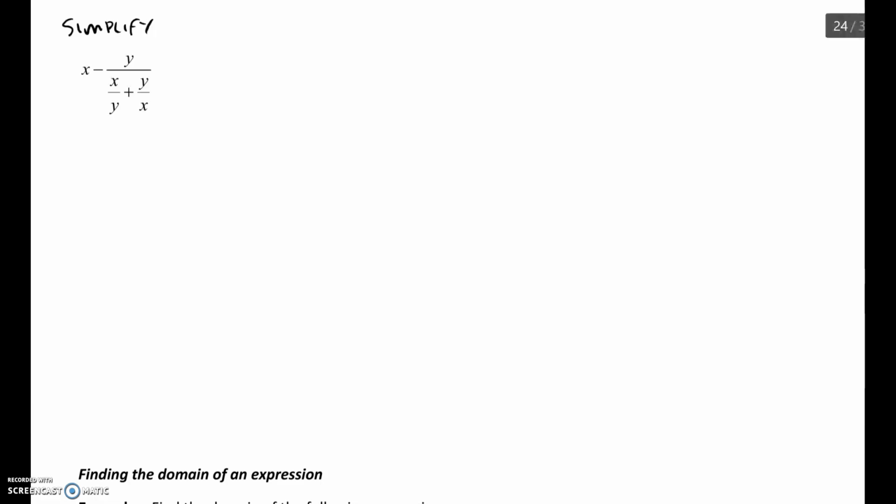All right, so for this example, we just need to clean up this complex fraction. So we have (x plus negative y over x) over (y plus y over x). So let's get a common denominator down here at the bottom. Multiply by x over x, multiply by y over y. Gives me an xy as a denominator.